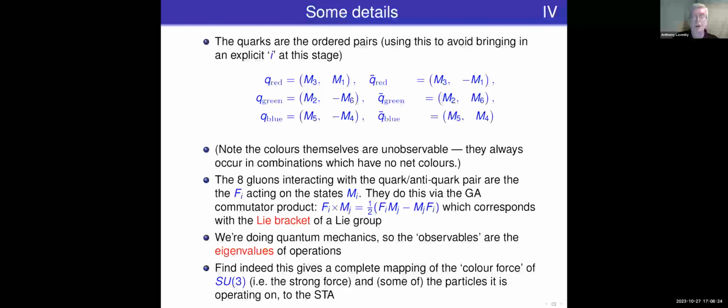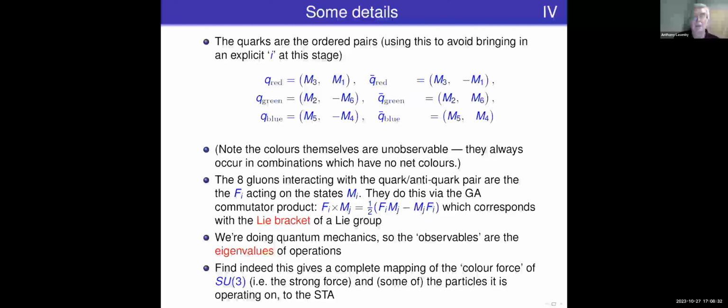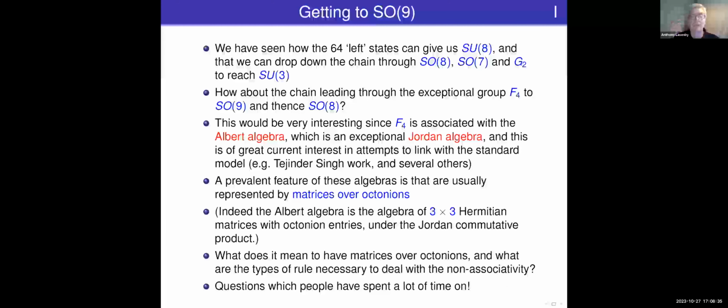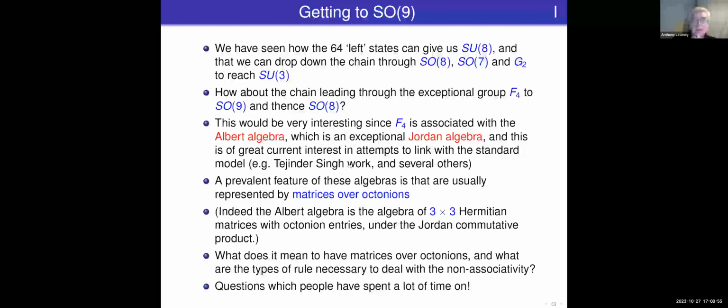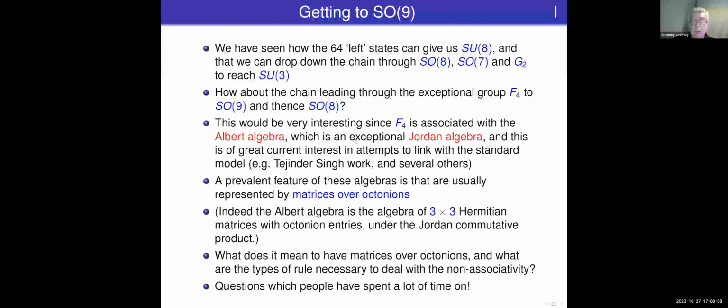So that all works, but we have to use the notion of pairs of states in order to get through to the end. Now, we've seen how the 64 left states can give us SU8, and you drop down through this chain to reach SU3. How about the chain leading through the exceptional group F4 to SO9 and SO8? This would be very interesting, since F4 is associated with the Albert algebra, which is an exceptional Jordan algebra. And this is of great current interest in attempts to link with the standard model.